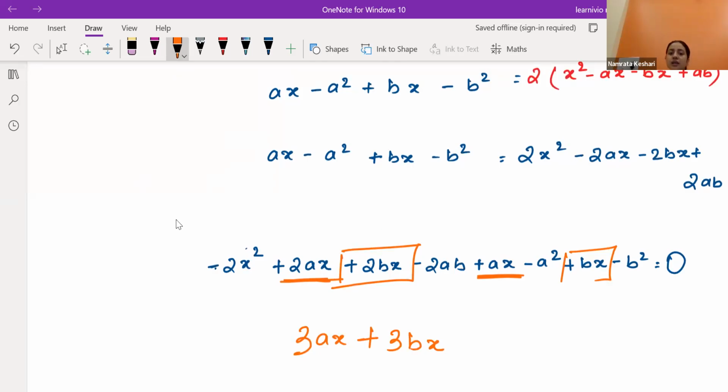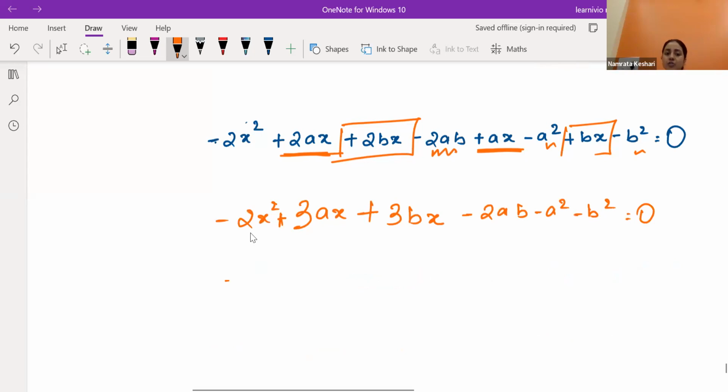Here we can see 2ab, a square, b square. It looks like a formula. Okay, we'll be keeping it together. So minus 2ab is there, minus a square is there, minus b square is there, and in front minus 2x square is there. Any confusion so far? No, ma'am.